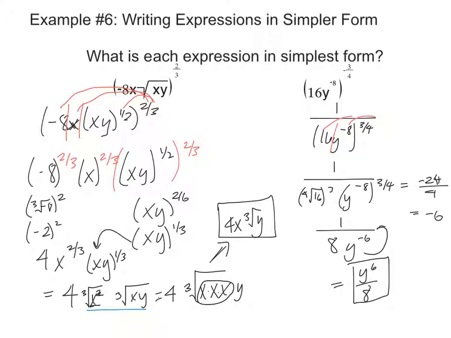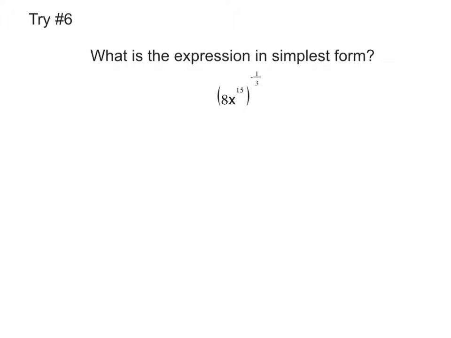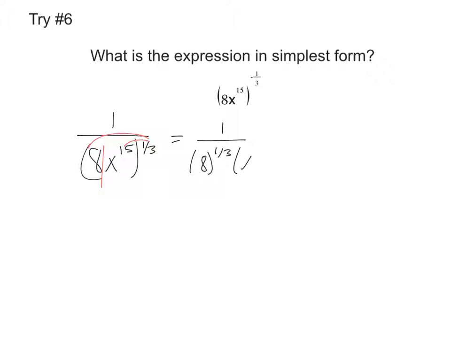Let's go ahead and take a look at our try. All right, finally we have 8x to the 15th raised to the negative 1/3. So the first thing we want to do is make this positive by putting this 1 over 8x to the 15th raised to the positive 1/3. Okay, we're going to split and distribute. So this is going to become 1 over 8 to the 1/3 times x to the 15th to the 1/3.